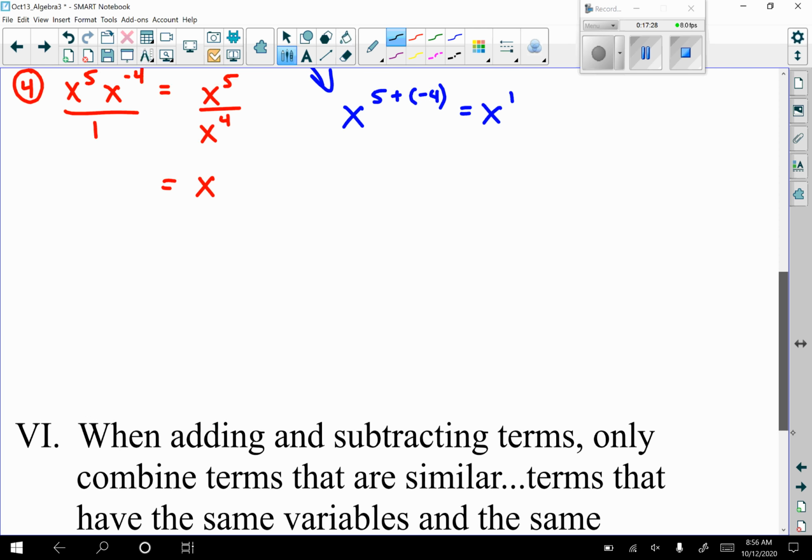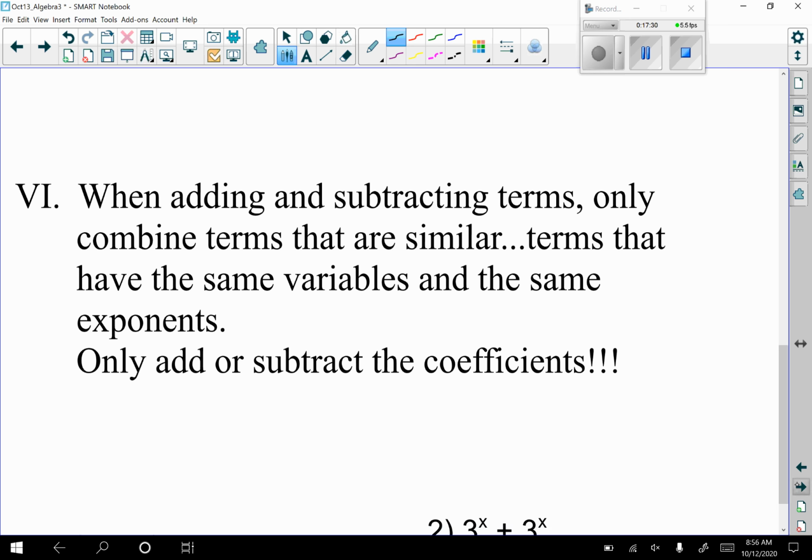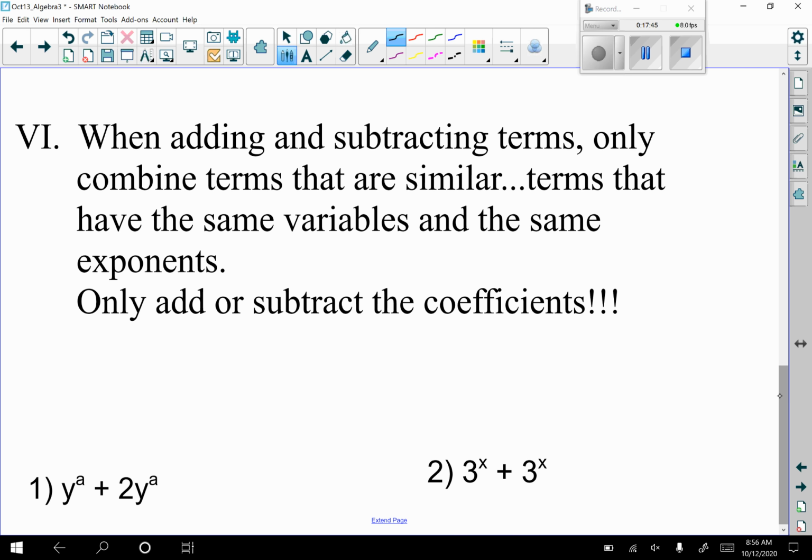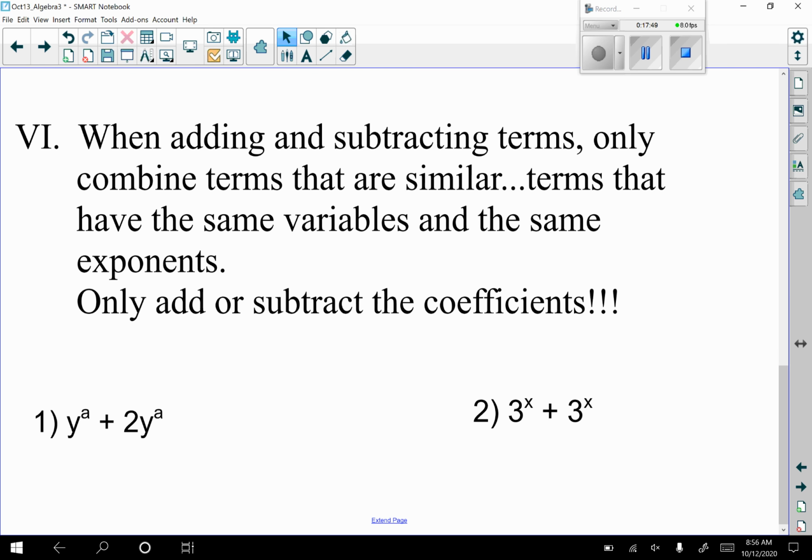All right, and we just have a few more different examples to look at. So I want you to pause the video to copy this down, but it pretty much says when adding and subtracting terms, only combine terms that are similar, terms that have the same variables and the same exponents. Only add or subtract the coefficients. So after doing these exponent problems for a little bit, when we see something like this, they look a little different.